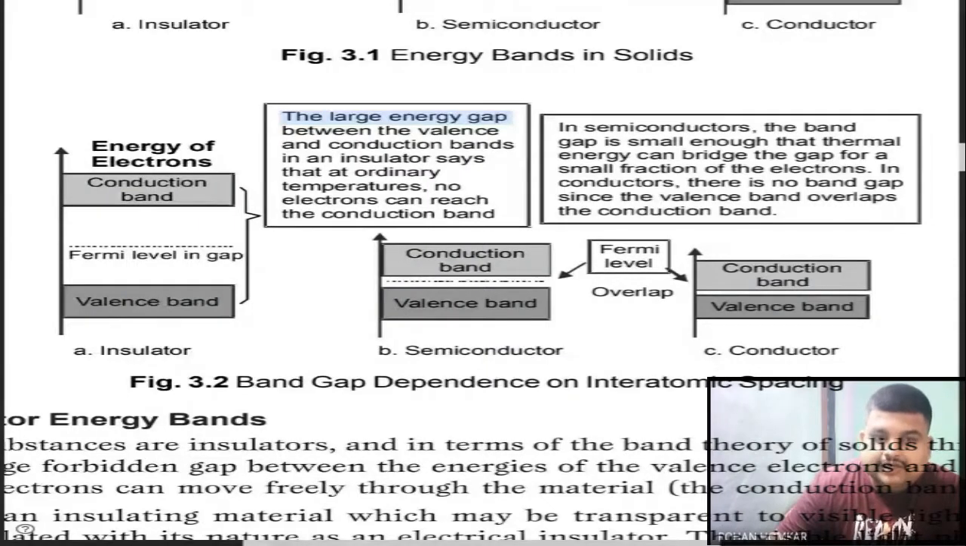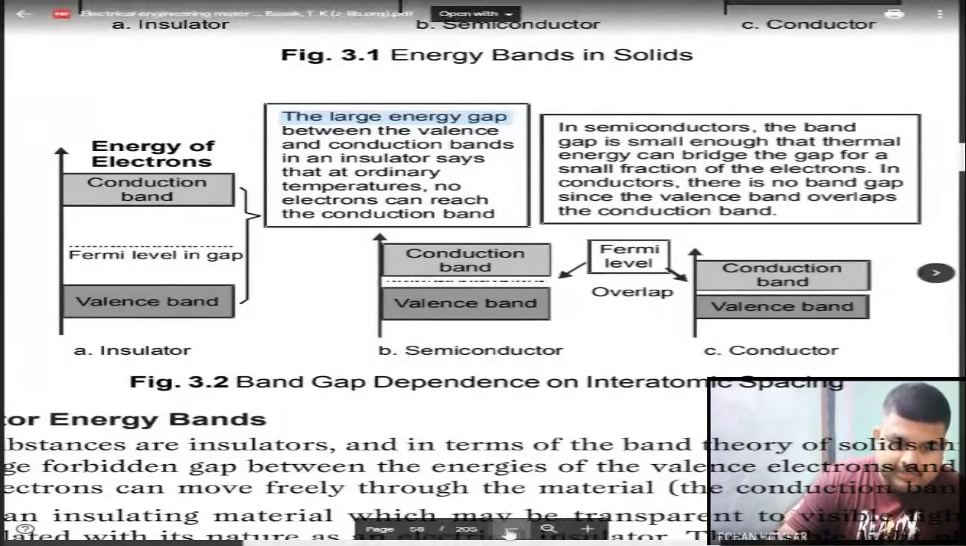Okay, so when we talk about the large energy gap between the valence and conduction bands in an insulator, at ordinary temperature no extra electrons can reach the conduction band. So whatever amount of energy that electron had is already used to breach that gap, but the electron is not in a position to go to the conduction band. Whereas in the semiconductor, the band gap is small so that thermal energy can breach that gap for a small fraction of the electrons. Some electrons are called thermally generated electrons, and because of that there is a chance that electrons will go into the conduction band and it will start acting as a conductor.